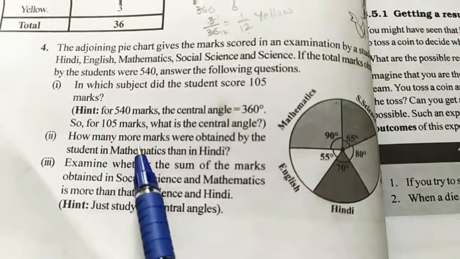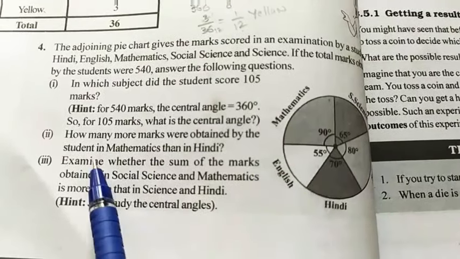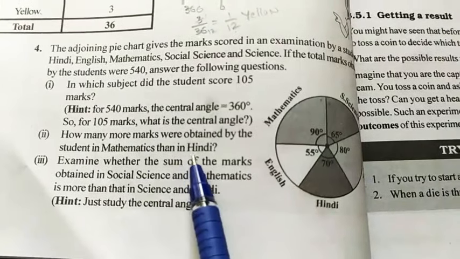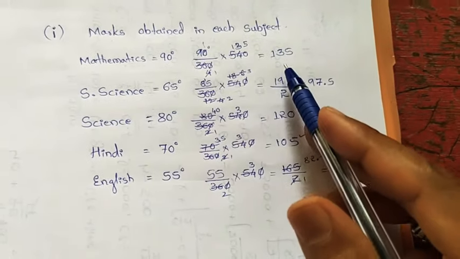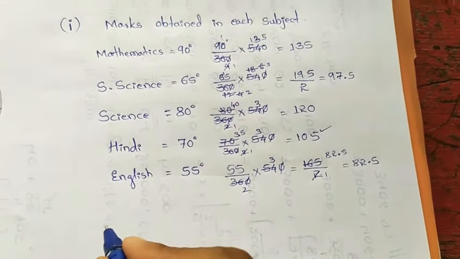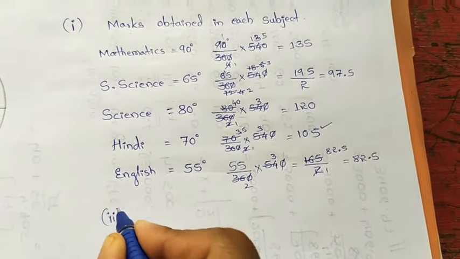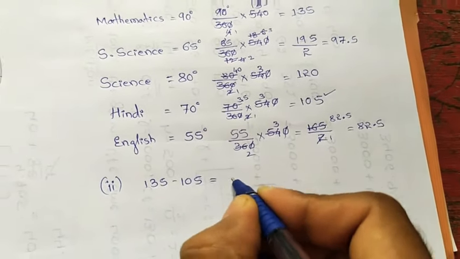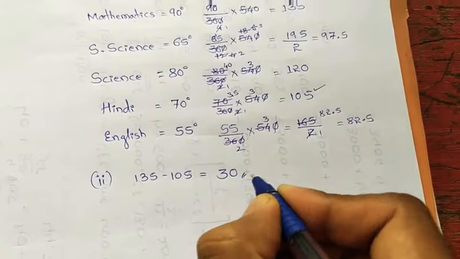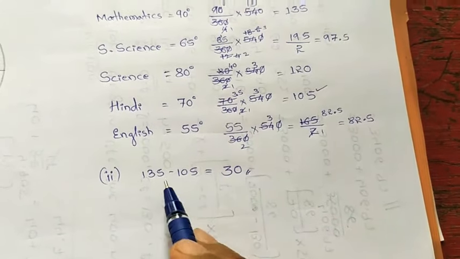Second question: how many more marks were obtained by the student in mathematics than in Hindi? Okay, so in Hindi 105, in mathematics 135. So the difference will be how much? 135 minus 105. So it will be 30 marks more in maths than Hindi.